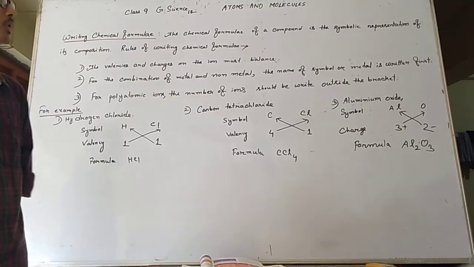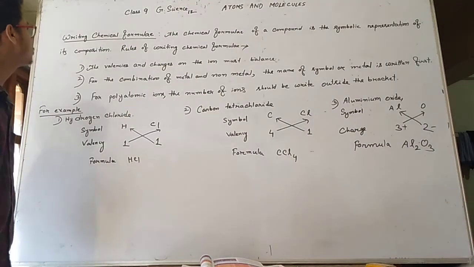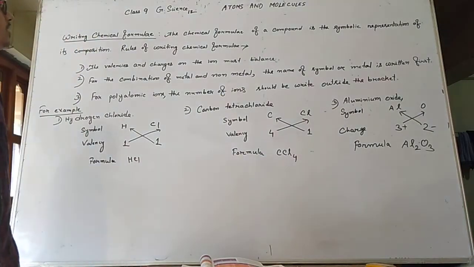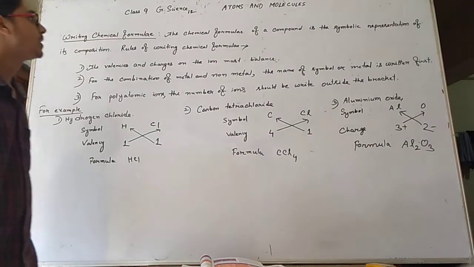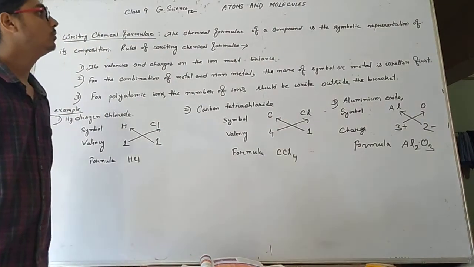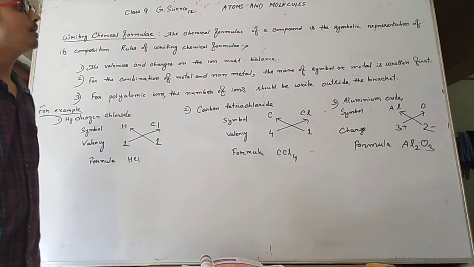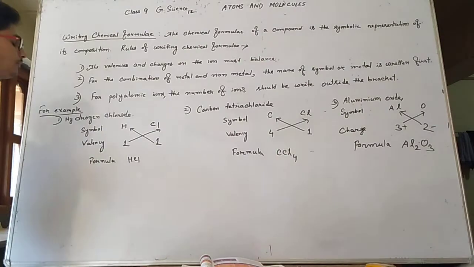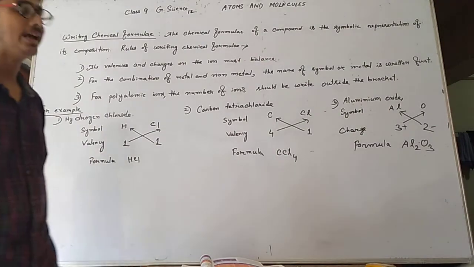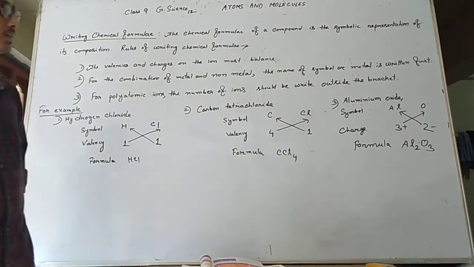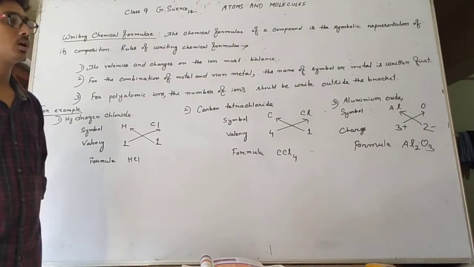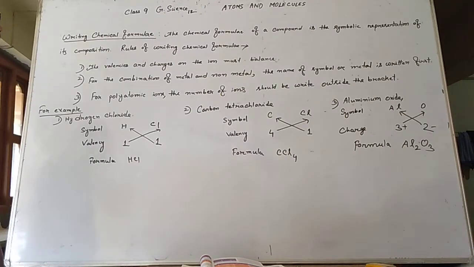Students, good afternoon. We are going to discuss today how to write chemical formula. So, what is a chemical formula? The chemical formula of a compound is the symbolic representation of its composition. That is, composition means what? Elements. Well, what are elements? All of you know about what elements are. They consist of molecules, which consist of atoms. Okay, how to write a chemical formula?